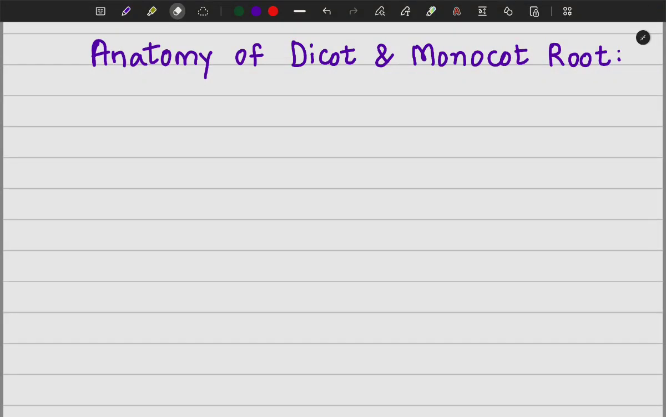In this session, we are going to study about the anatomy of dicot and monocot root. So let us start. First of all, let us learn about the anatomy of a dicot root.